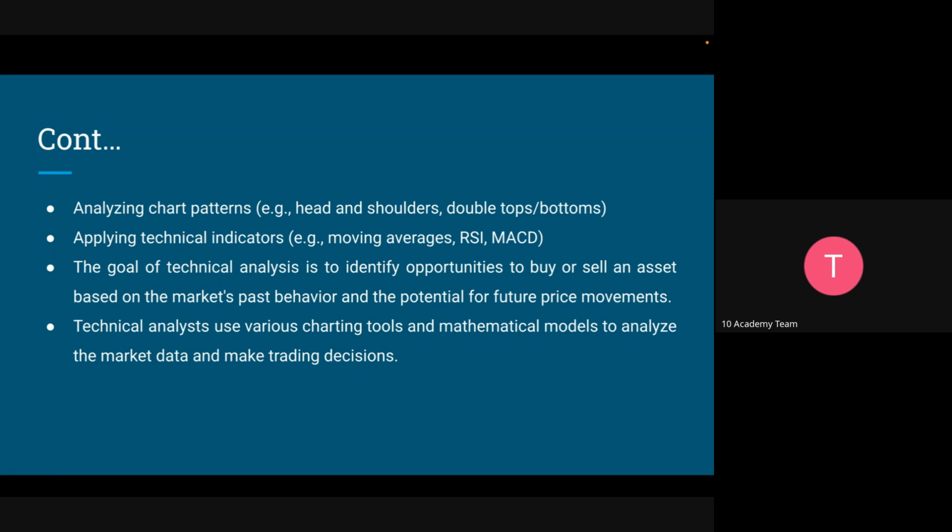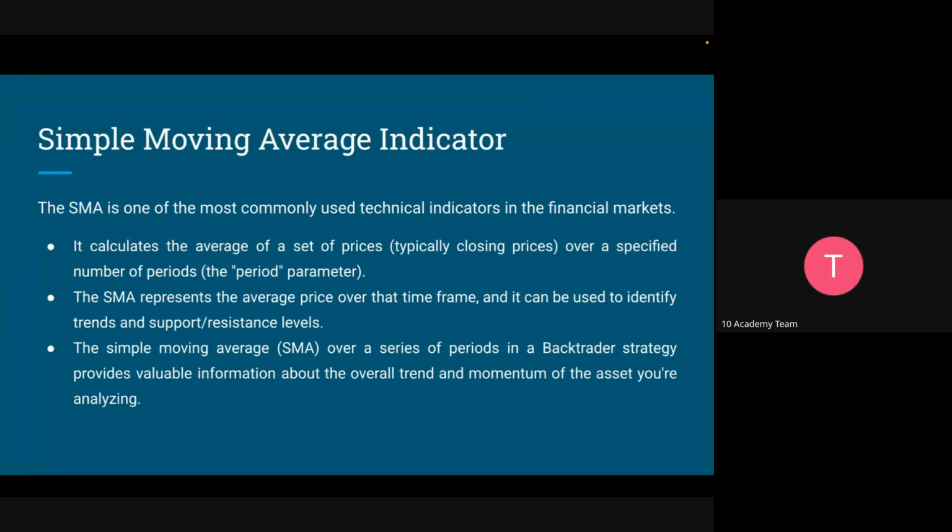So that's their job, which is your job for this project as well. So this is one of the indicators, simple moving average. There are a lot of them, I was just mentioning some here. This technical indicator is the most commonly used technical indicator in the financial market.